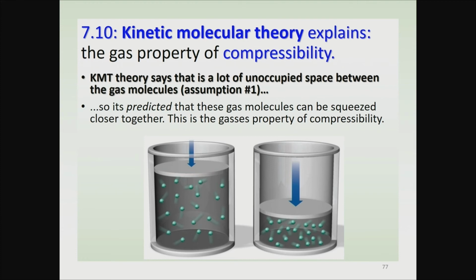Okay, so let's look at another way that a KMT assumption predicts the properties of a gas. One of the postulates you might remember about KMT is that there's a lot of empty space between gas molecules. This was assumption number 1. From this assumption of KMT, we can predict one of the properties of gases, that is compressibility. It just makes sense that if there's a lot of space between the molecules, as the assumption suggests, we should be able to push the molecules in closer to one another and compress them.